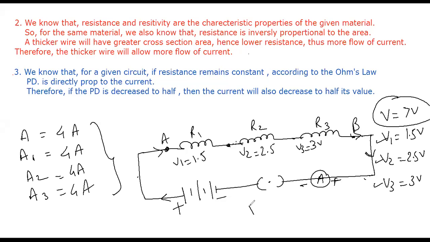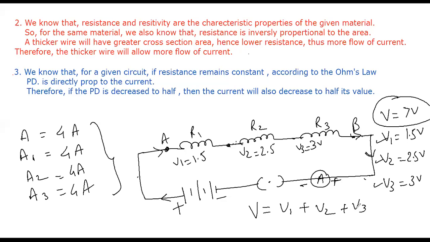So can I conclude V is equal to V1 plus V2 plus V3? Is it happening like this? Yes, sir. When is this happening? In the case of series circuit. Yes or no?